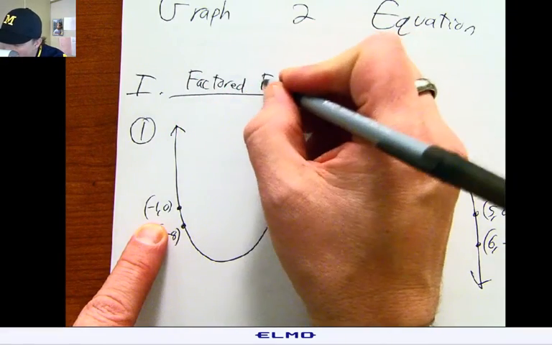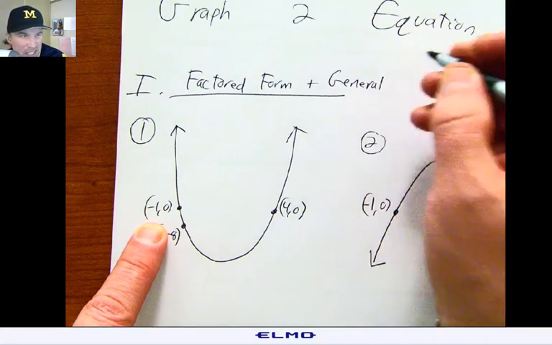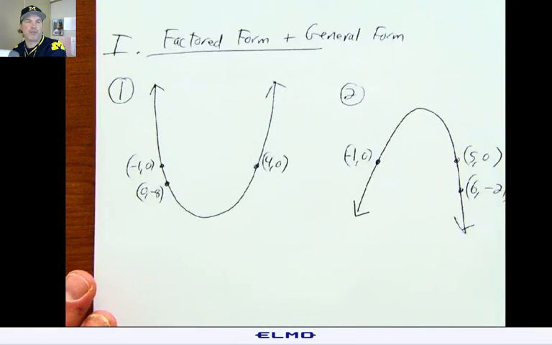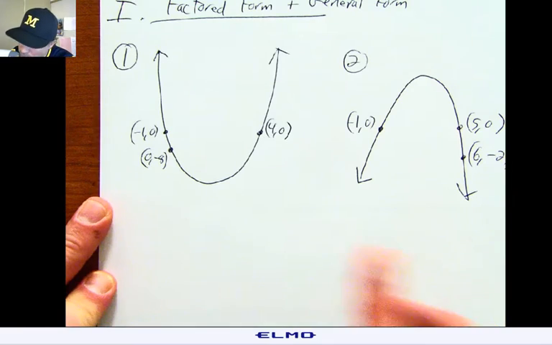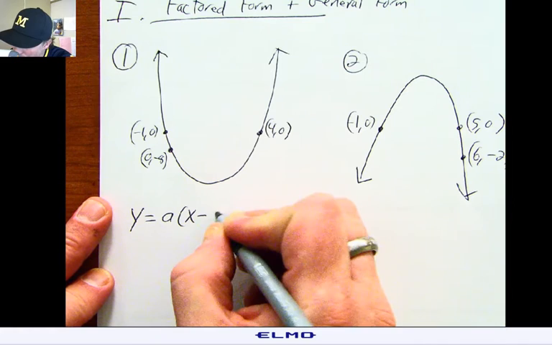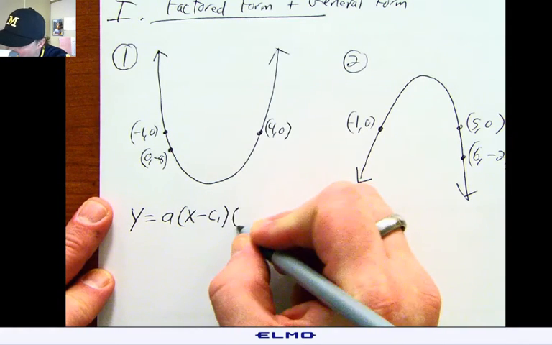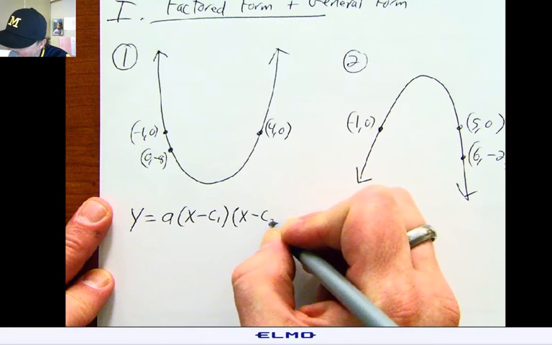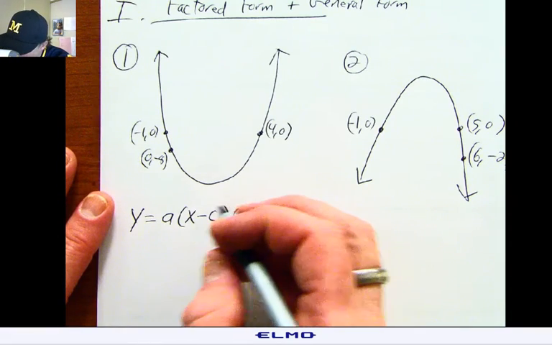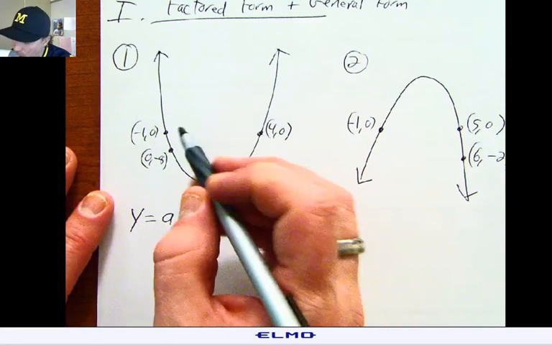I know that the way the homework goes on Monday, they're also going to ask for general form, but I always call it standard form. But for today's notes, we'll call it general, and we'll go factored form and general form. Number one, I always start off by writing out the factored form equation, just to remind me. So it's y equals a times x minus c1 times x minus c2, where c1 and c2 are the x-intercepts.